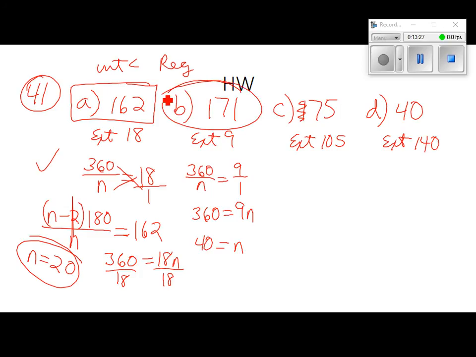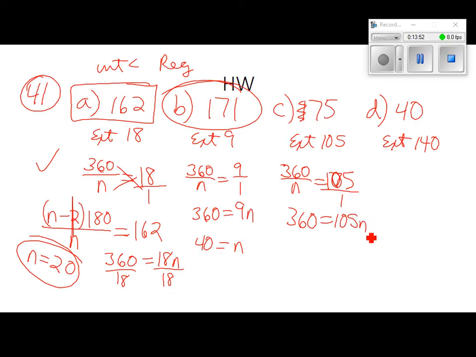Try 75. What's our equation going to be this time? 360 over n equals 105. Cross multiply, you get 360 equals 105n.